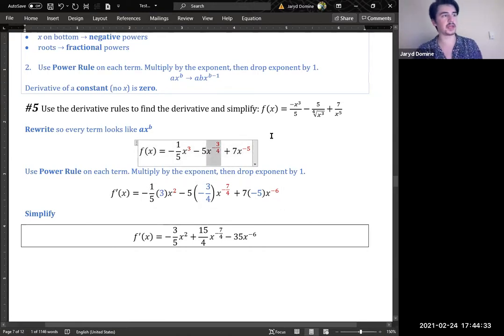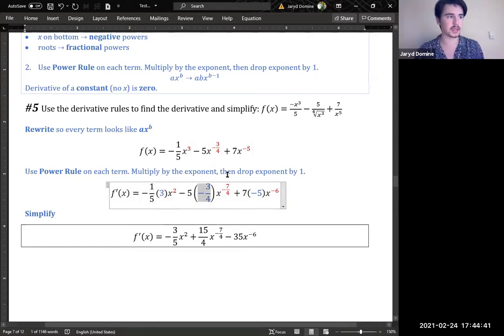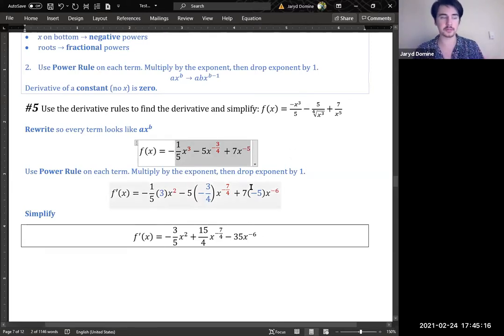Okay, so in our second term, we have x to the minus 3/4. So what do we do? We multiply by that power, minus 3/4 x to the minus 7/4. So I took the power and I subtracted 1. So minus 3/4 minus 1, that's minus 3/4 minus 4/4. So that's minus 7/4. And then the last term, x to the minus 5, we multiply by the minus 5, and then we drop the power by 1. So we get x to the minus 6. Okay, so I rewrote all the terms, and then I took the power rule on each one of them. And that's what we're going to do for 5, 6, and 7.